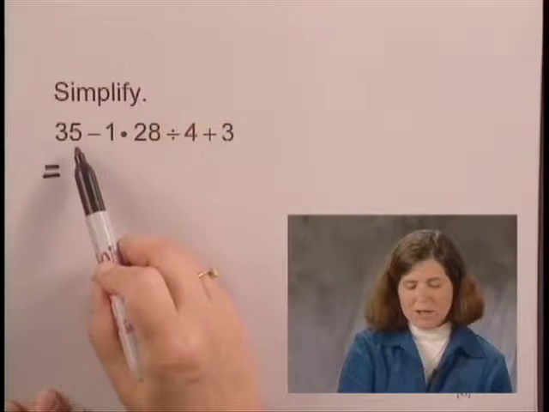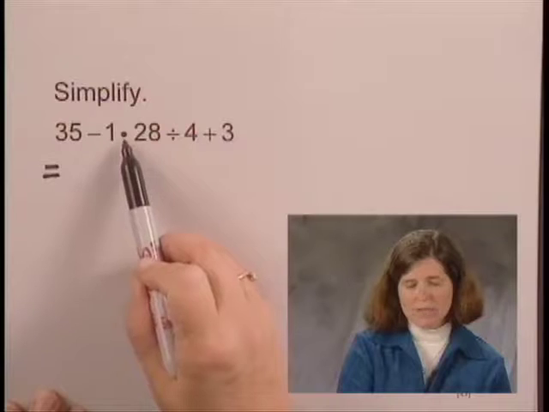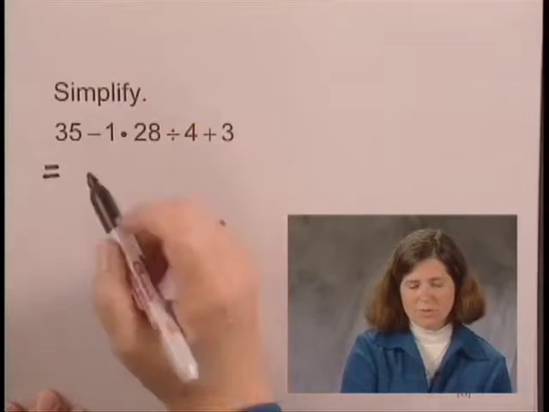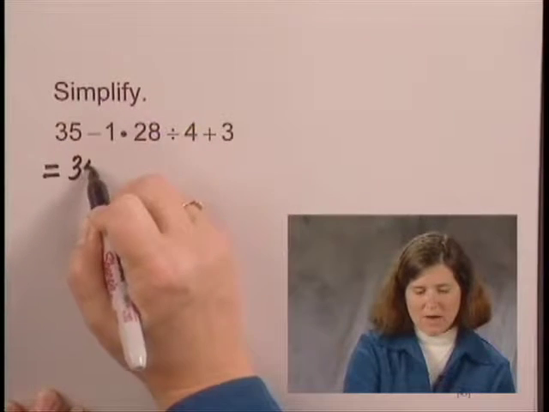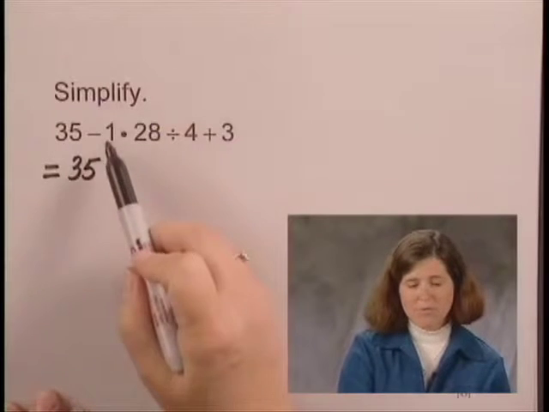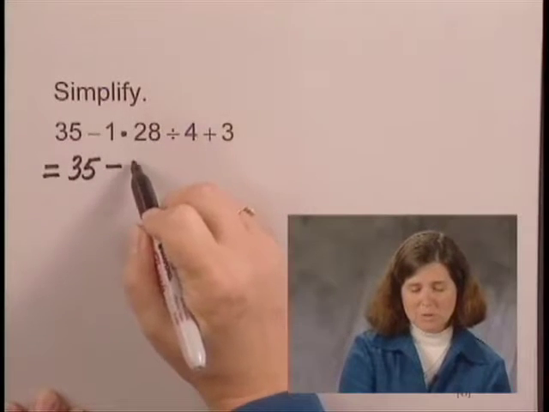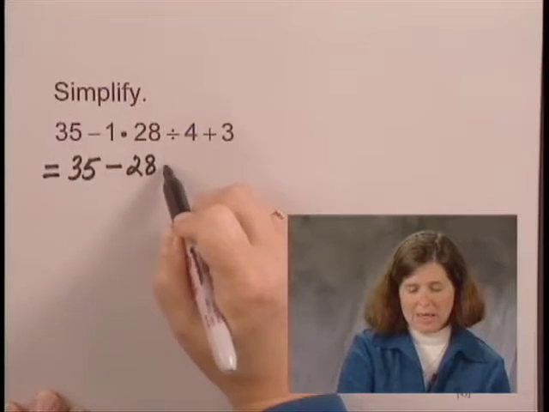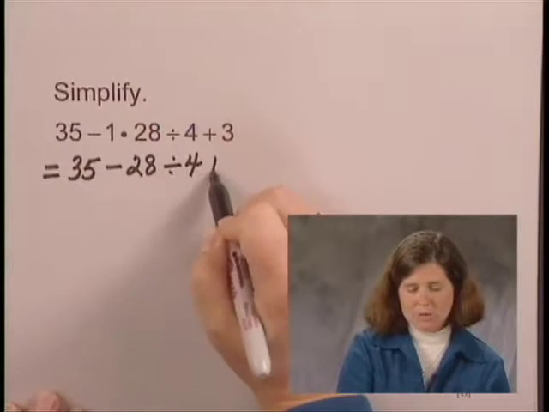The first multiplication or division that I see is 1 times 28, working from left to right. So I write 35 minus, I perform the multiplication, 1 times 28 is 28, and I write the rest of the expression.